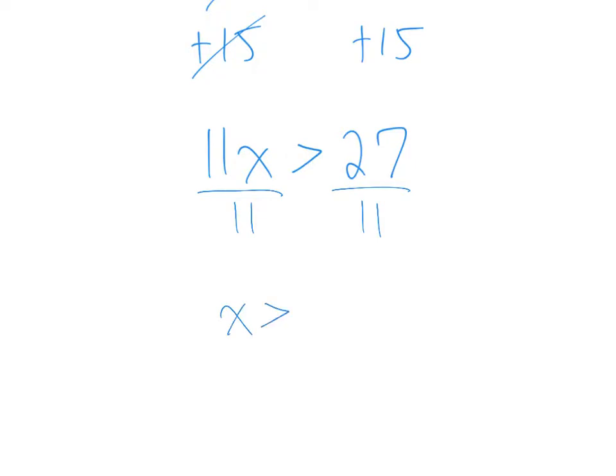Do we need to flip the inequality or no? Did we multiply or divide by a negative number down here? We did not. Then 27, does that divide by 11 or not? 11 is actually a prime number, and 27 does not divide by 11. So our final answer is going to be x is greater than 27 over 11.